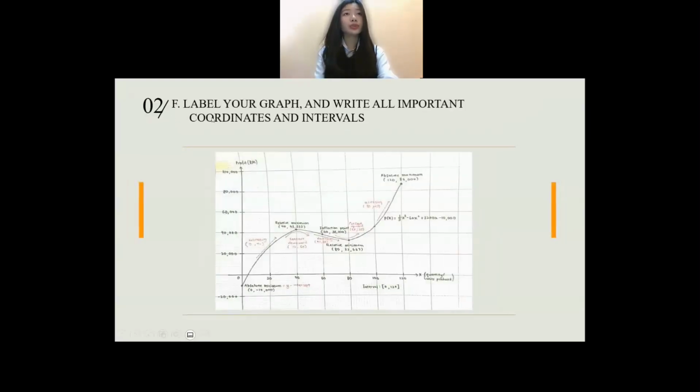Next, question 2f, label your graph and write all important coordinates and intervals. In this case, I've labeled the increasing and decreasing parts of the function, the concave downward and concave upward parts, and the absolute minimum representing the y-intercept, and the interval within 0 to 120.